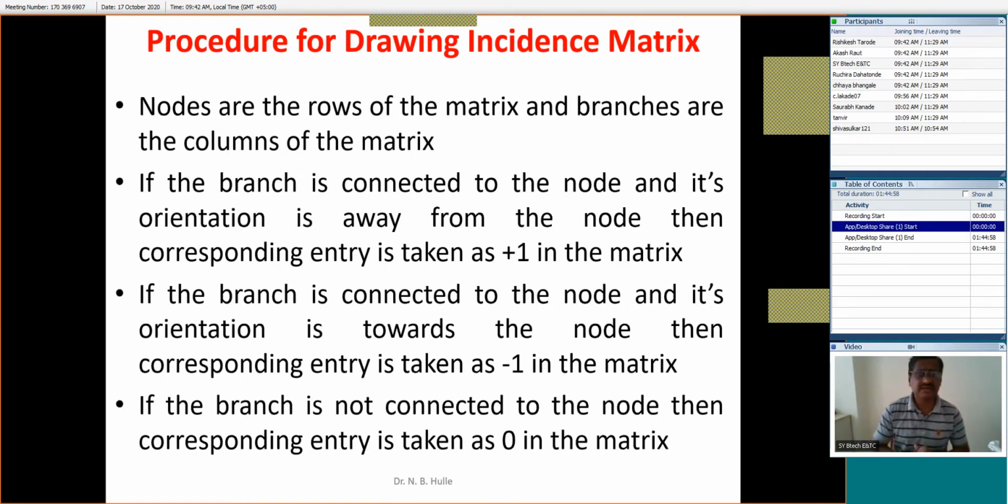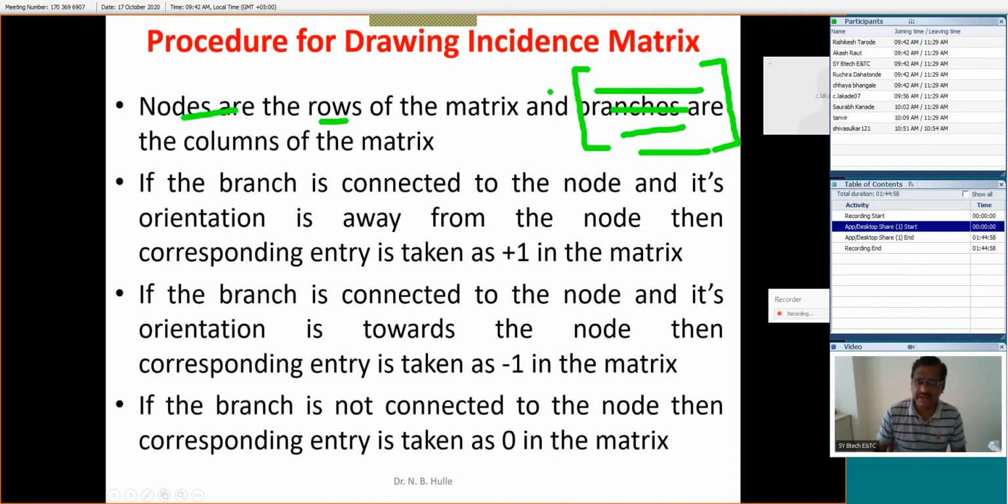First, I will discuss the procedure for drawing the incidence matrix. How to draw the incidence matrix, that procedure I will discuss first. In this matrix, the nodes are the rows of the matrix and the branches are the columns of the matrix. Suppose any graph consists of 4 nodes, then that matrix should consist of 4 rows, 1, 2, 3 and 4. Here A, B, C and D are the rows of the matrix.